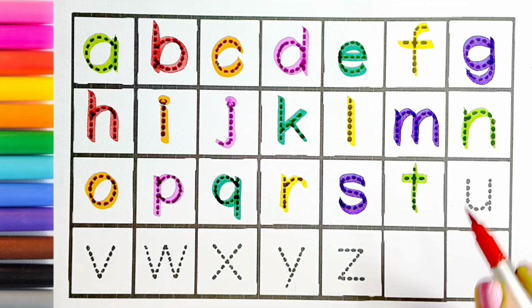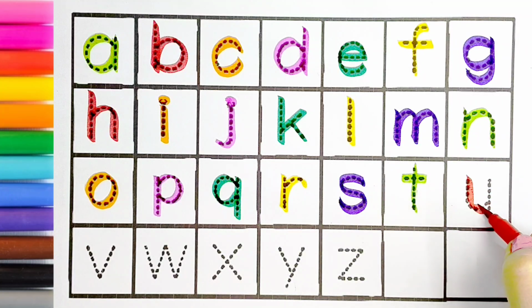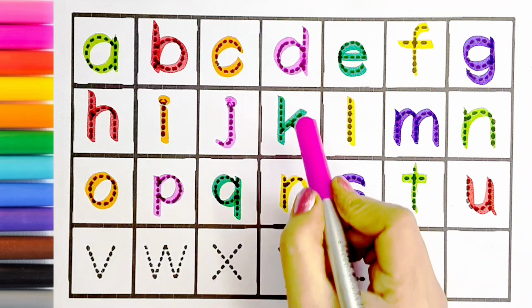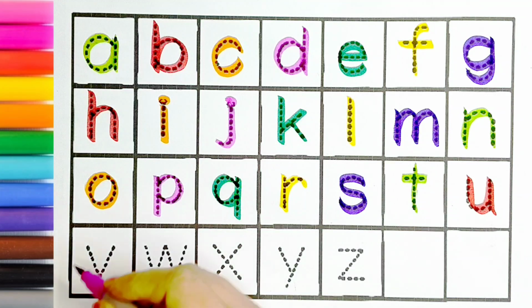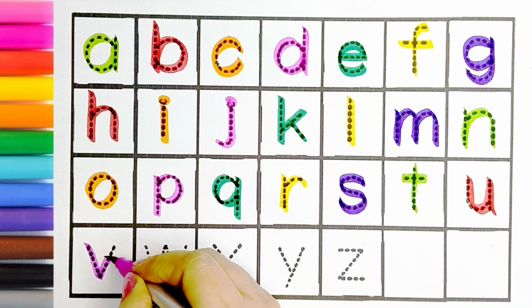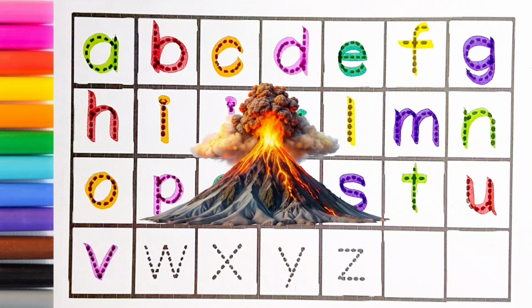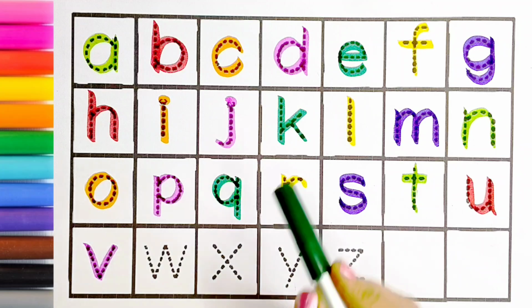Red color. U. U for umbrella. Pink color. V. V for volcano.